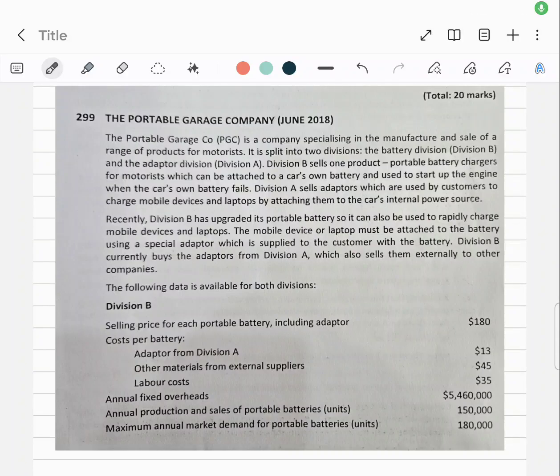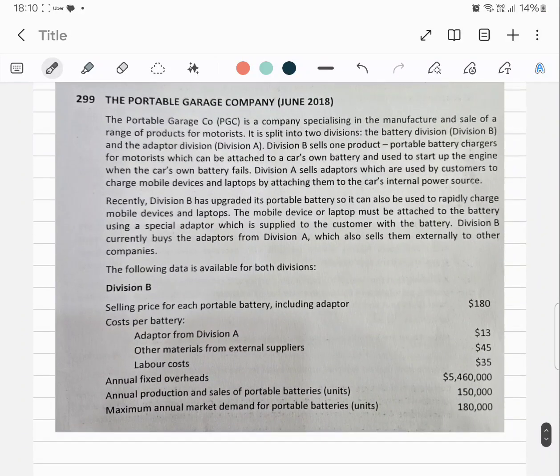Garage Company is a company that specializes in the manufacture and sale of a range of products for motorists. It splits into two divisions: the battery division B and the adapter division.